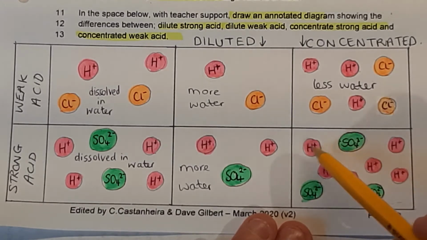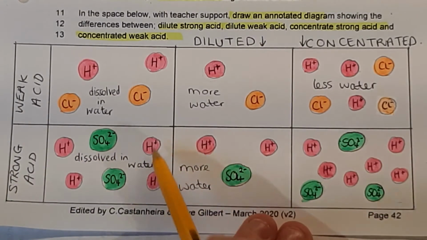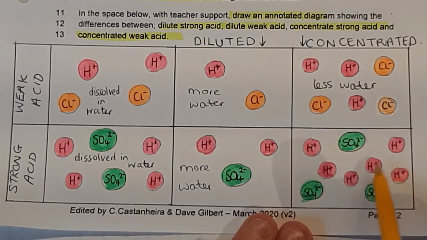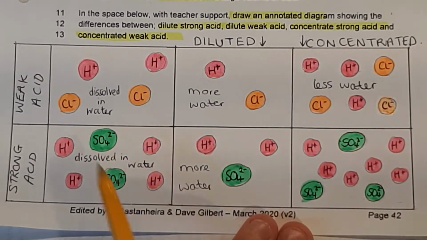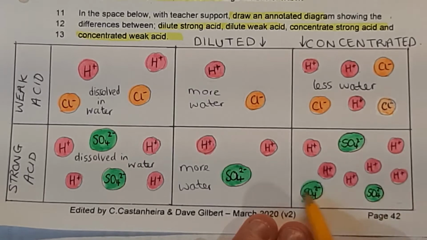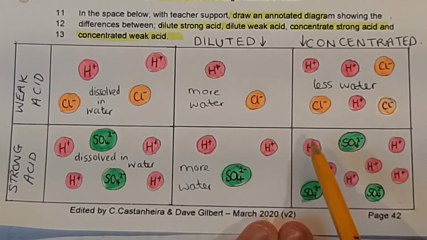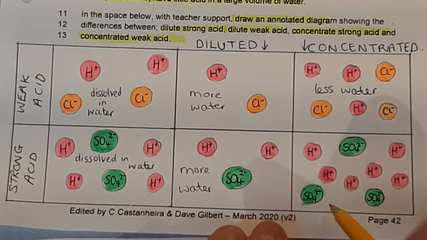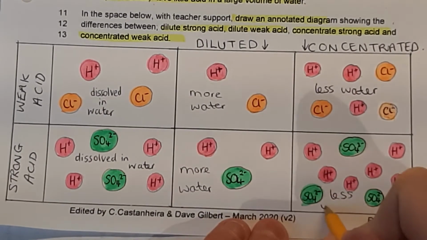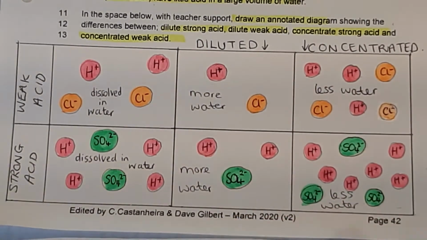So we had 4 hydrogen ions, and now there are 6 positive hydrogen ions. And we had 2 negative ions, and now we have 3 negative ions. And the ratio of 2 hydrogen ions to every negative sulfate ion is still there. So you can see that they're the correct ratio. And again, there is less water, or just more acid.